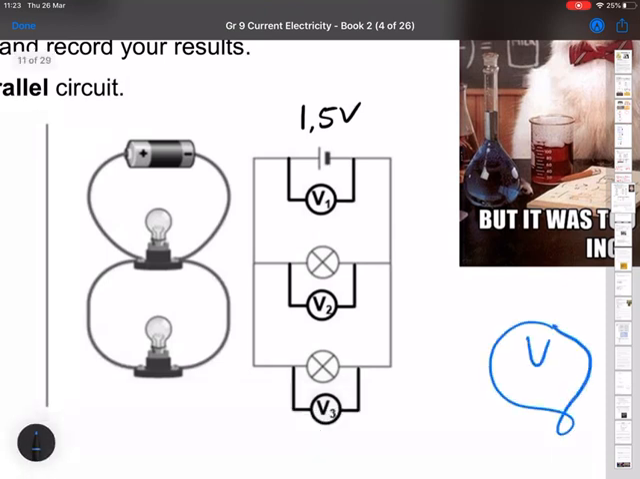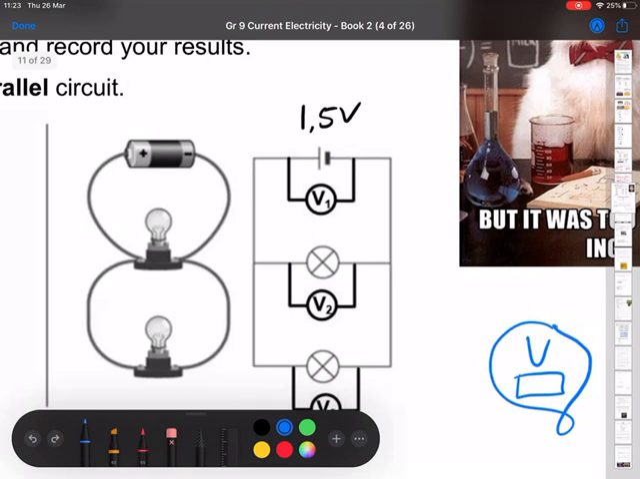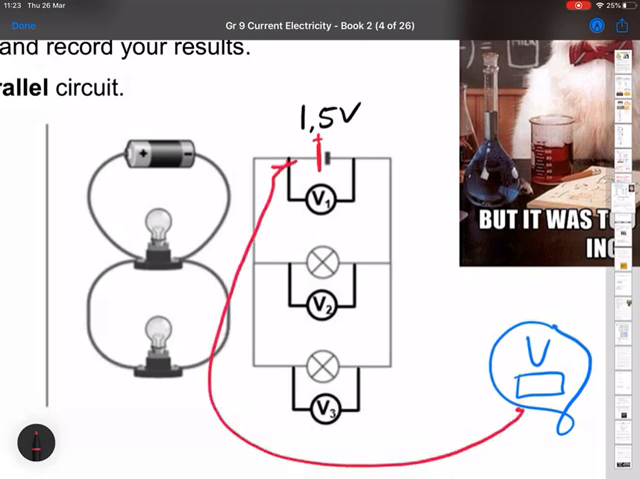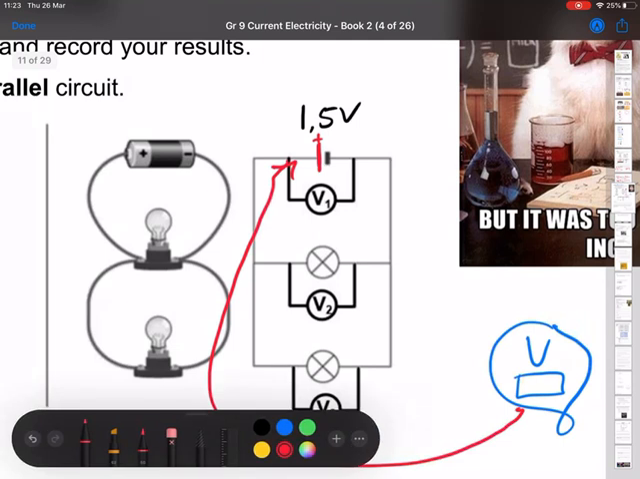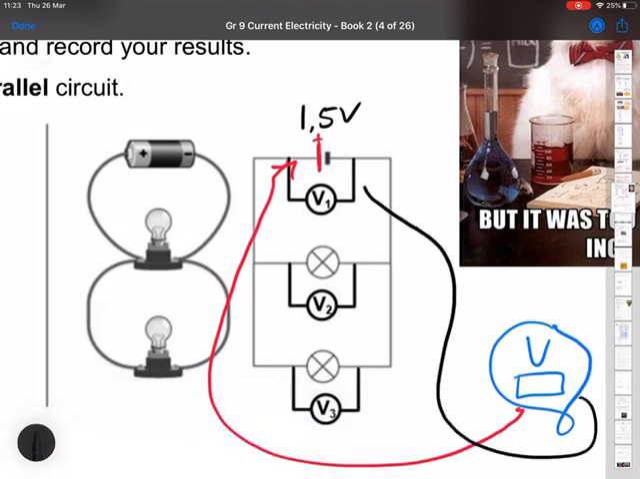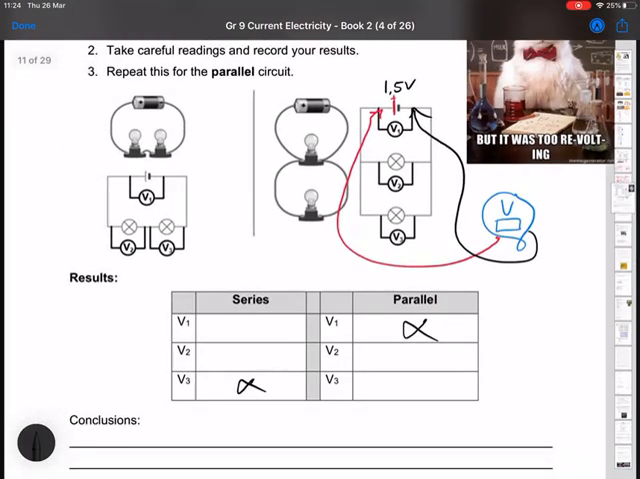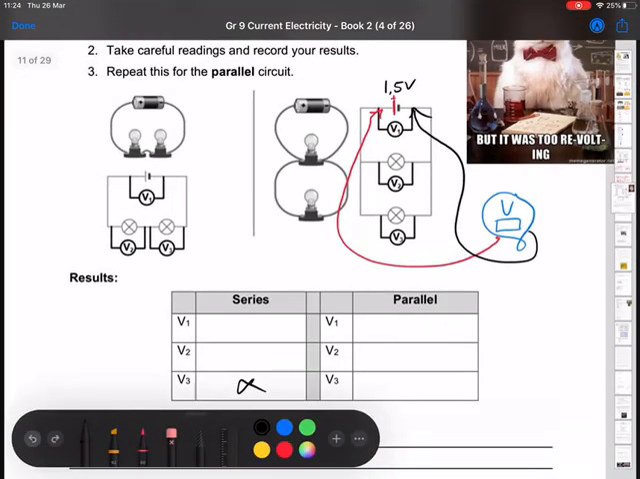Alright, so you're going to take your voltmeter. There's my weird little voltmeter. And remember, I said this was the positive side of the circuit, which I'd like to do in red. So there's a positive side. So the positive lead you're going to put over here once you built your circuit, and the negative lead you're going to connect over there, and then you're going to write down your reading for voltmeter 1 over here for your parallel circuit. Then you're going to repeat.